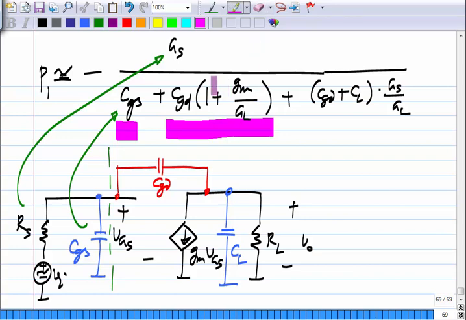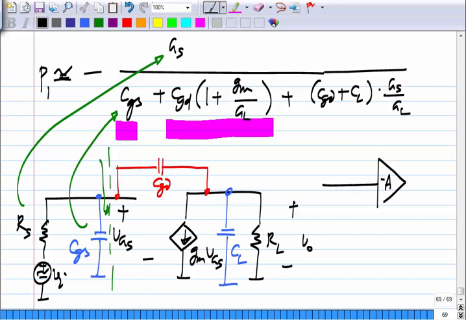Okay. Although CGD is small, the voltage across CGD can be very large because of the amplifier. So it draws a lot of current. So effectively, it appears like a large capacitance when you see from the input side. Okay. And this is known as Miller effect, which we saw yesterday.